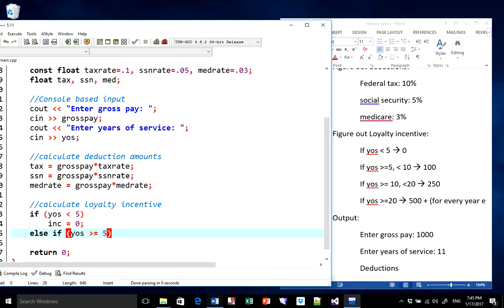And what is the and in? Okay, 2 and YOS is less than 10. And you say INC equals what? 100.